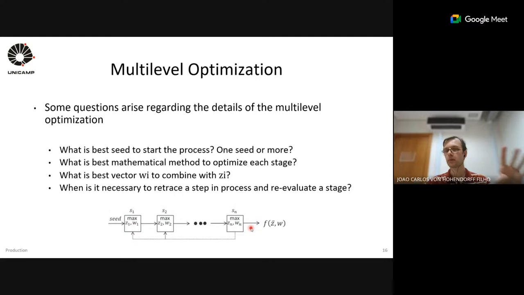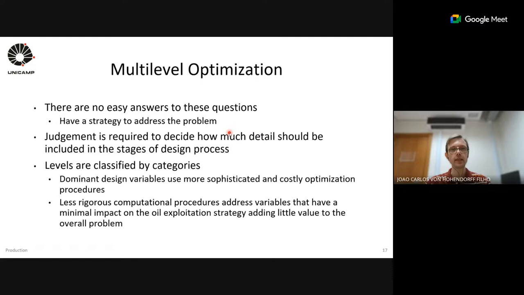Now remember, one kind of variables affects others. So maybe sometimes you need to return. But these are not simple questions to answer. The idea from this course is not to talk about that, but to bring you the idea that we need to think about this kind of optimization, okay?